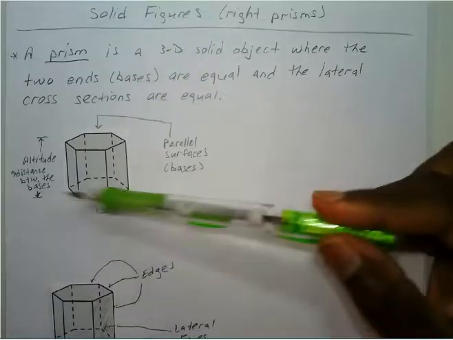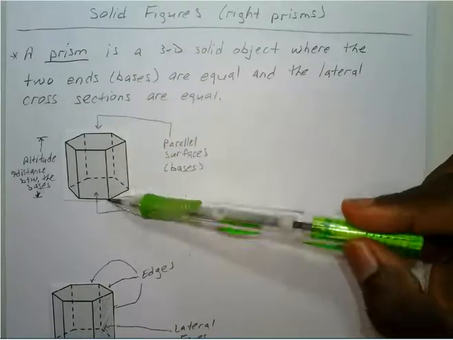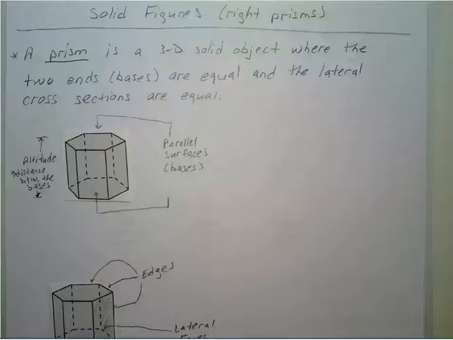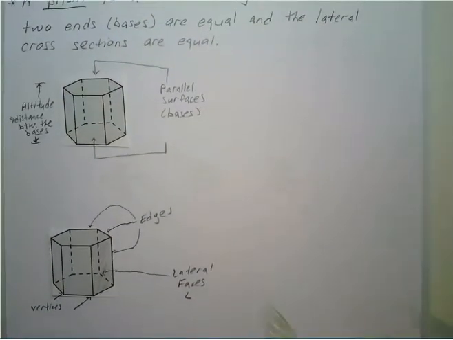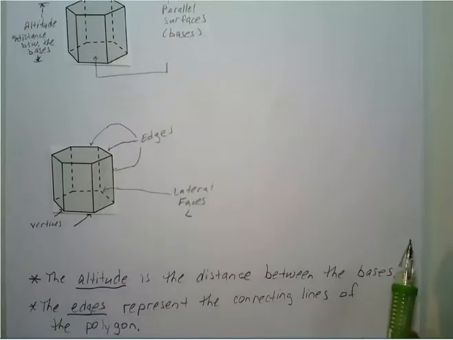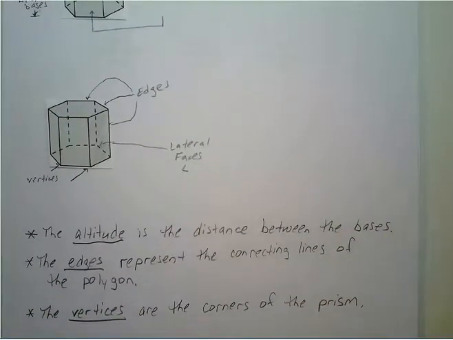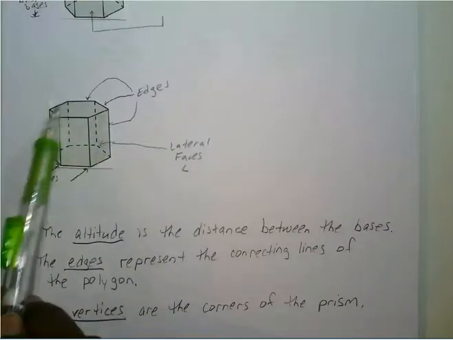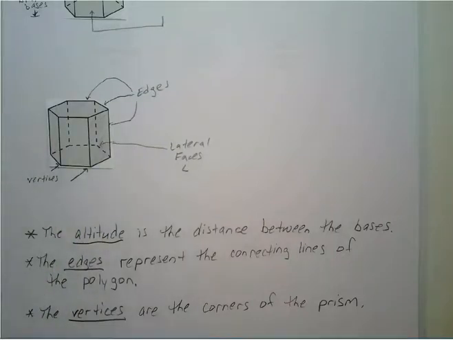Now your altitude is the distance between your two bases. This is the same image, I just didn't want to write a whole bunch of stuff around this one. Now your edges are literally just the lines of your image, whatever the image may be. Your altitude is just the distance from one base to the other. If you have two bases, which you should if you're talking about a prism, the distance between that base and the other base is your altitude. And your vertices are just the corners located all over your particular shape.